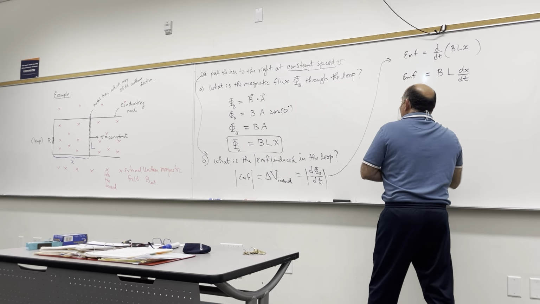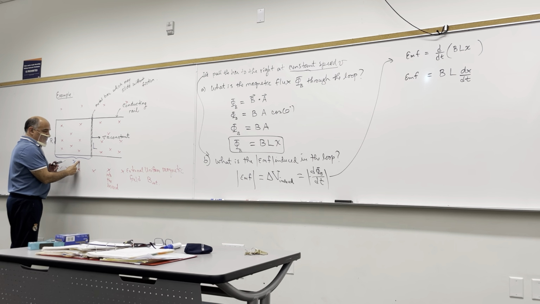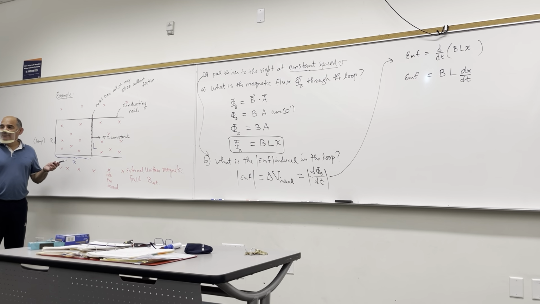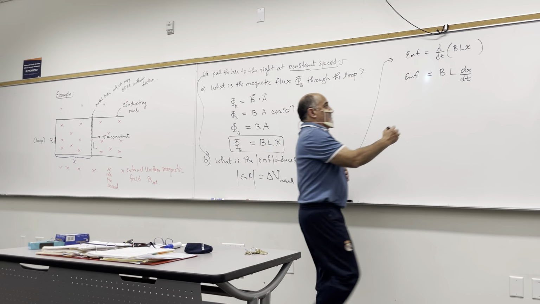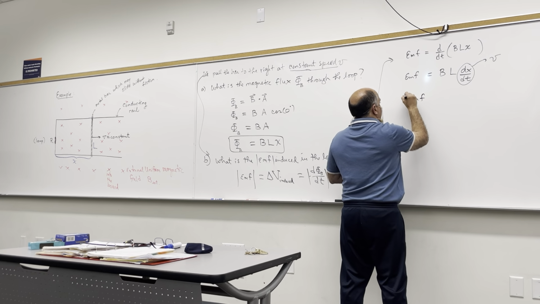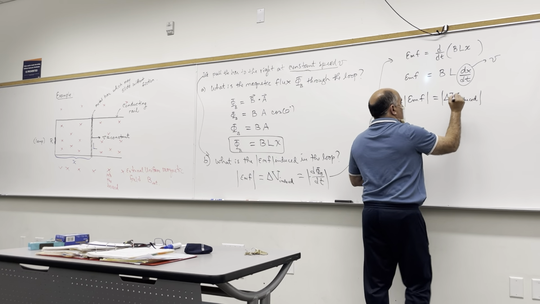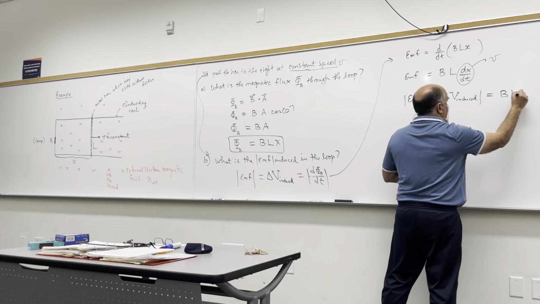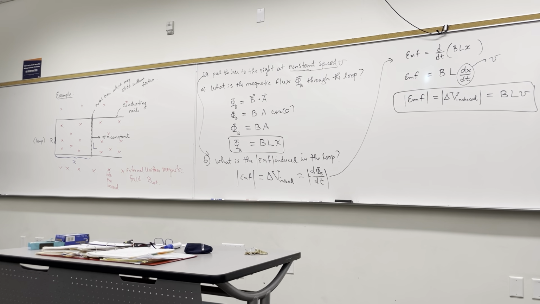Or the induced EMF. And what is dx/dt? What is the rate at which this distance is changing? What's that? V, correct. The speed with which I'm pulling it. The rate at which that bar is moving horizontally is the speed. So the EMF, or the induced voltage, is BLV. And this answers that question that you were asking. So the faster I pull it, the greater the induced voltage is going to be.